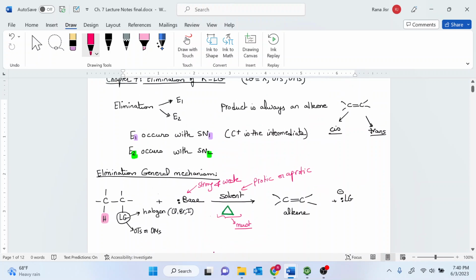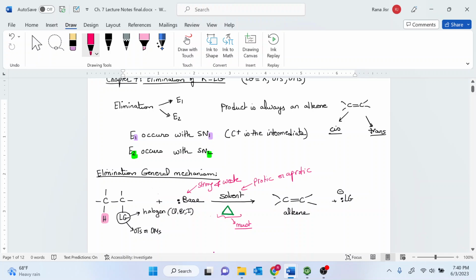There are two mechanisms for substitution, SN1 and SN2. There are two mechanisms for elimination, E1 and E2. Now, if elimination happens with substitution, then the ones happen together and the twos happen together. You cannot have E1 and SN2 in the same reaction because the mechanism is different.